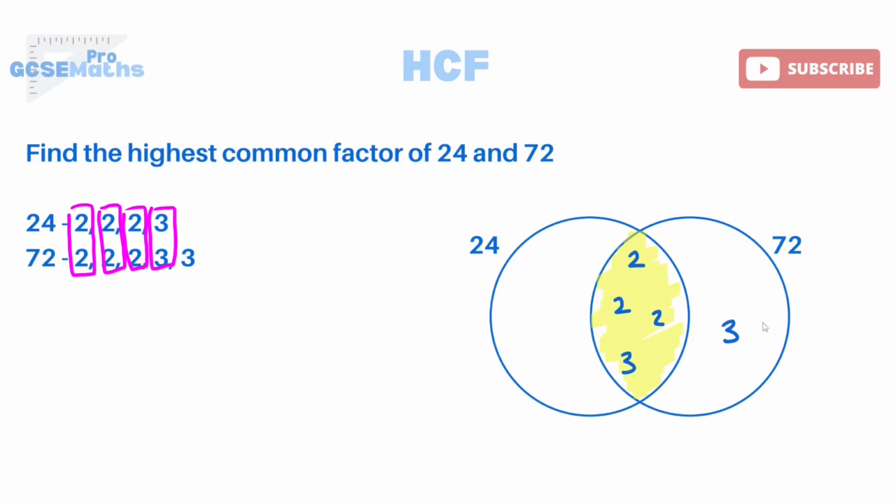In this case, you can ignore that 3 on the outside. What you're going to do is multiply anything together that's in the middle. So I've got 2 times 2 times 2 times 3. You can either work that out or put that in the calculator. 2 times 2 is 4, times 2 again is 8, 8 times 3 is 24. So the highest common factor is the middle bit of the Venn diagram.